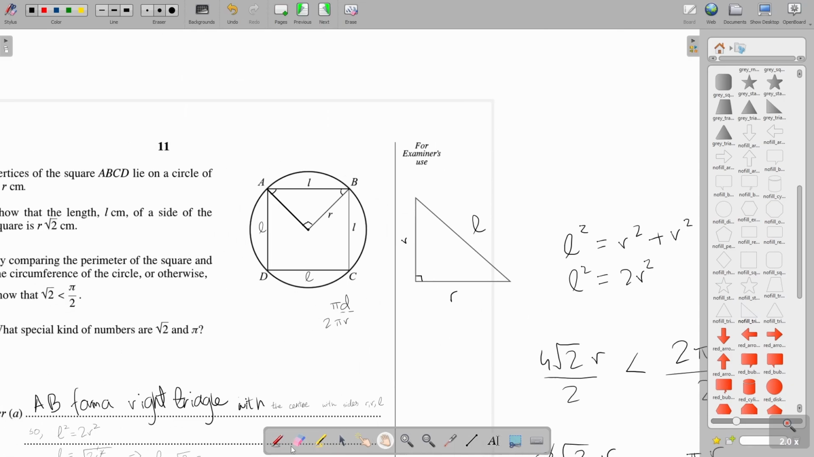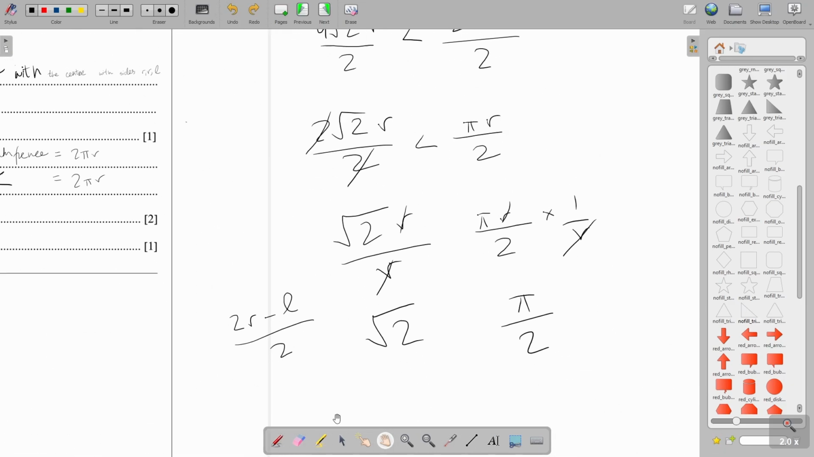you can see that too. The circumference of the circle is bigger than the perimeter of the square. Well, let me get rid of that. All right, so less than, and less than.